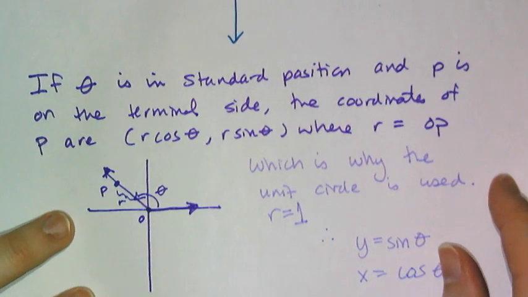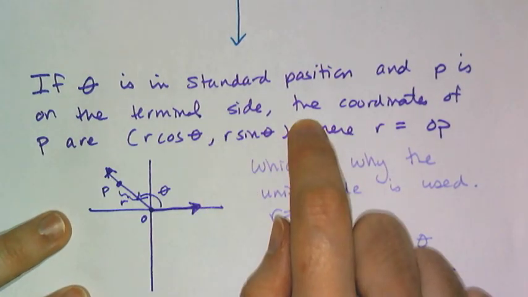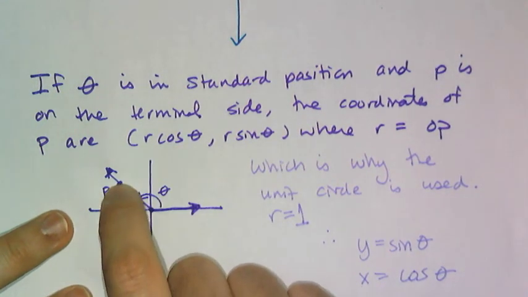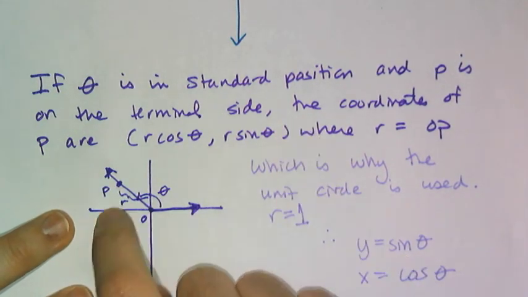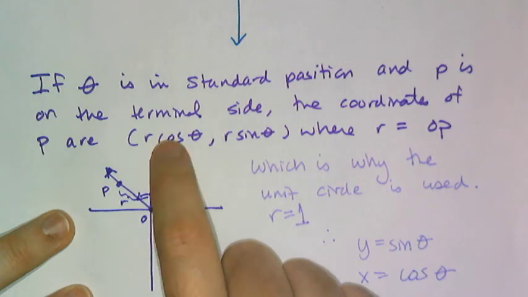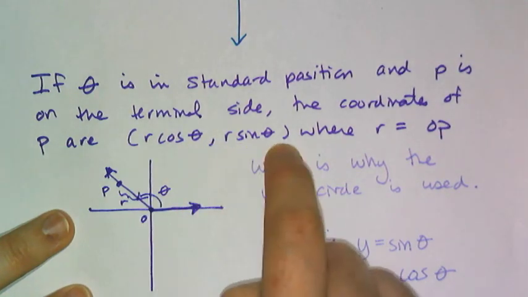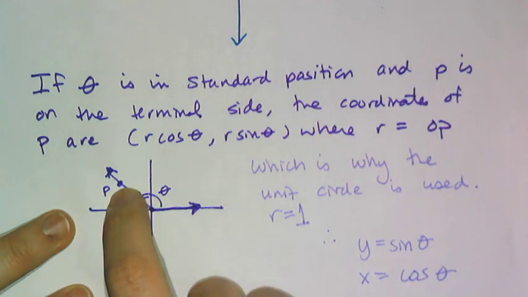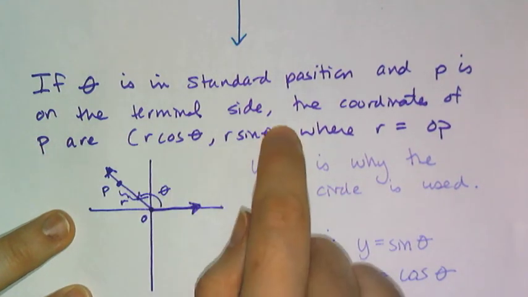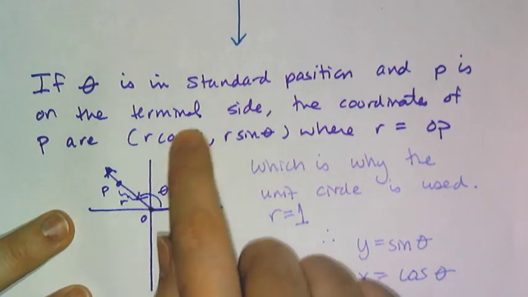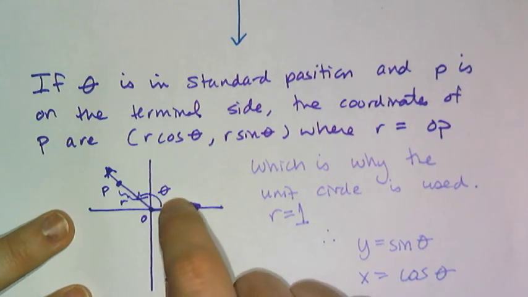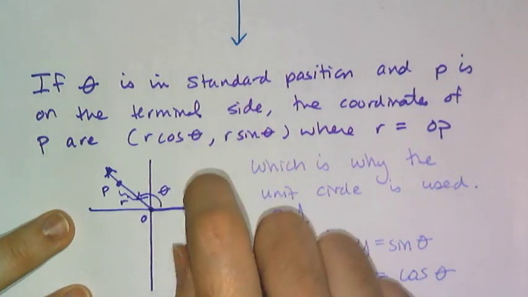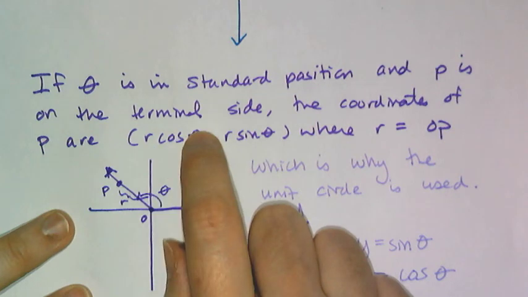Now, one little factoid: if theta is in standard position and P is on the terminal side, the coordinates of this point P are defined as r cosine theta, comma, r sine theta, where the radius is the distance from the origin to the point P. That's how I can find quick points on a circle: if I know the radian there, I can figure out the coordinates, because it's r cosine theta, r sine theta.